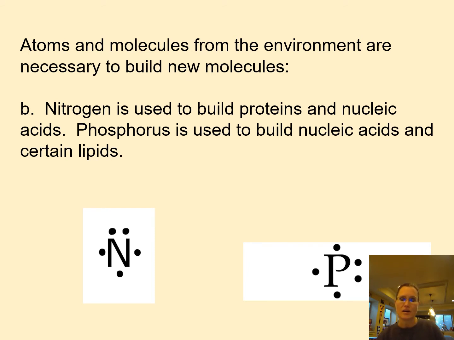Nitrogen and phosphorus both have 5 valence electrons. They're just needed for different things. We'll talk about those in a bit. But like ATP contains phosphorus because it has 3 phosphates. The nitrogen is in nitrogenous bases, which is in nucleic acids. So we'll just look at those a bit as we go.